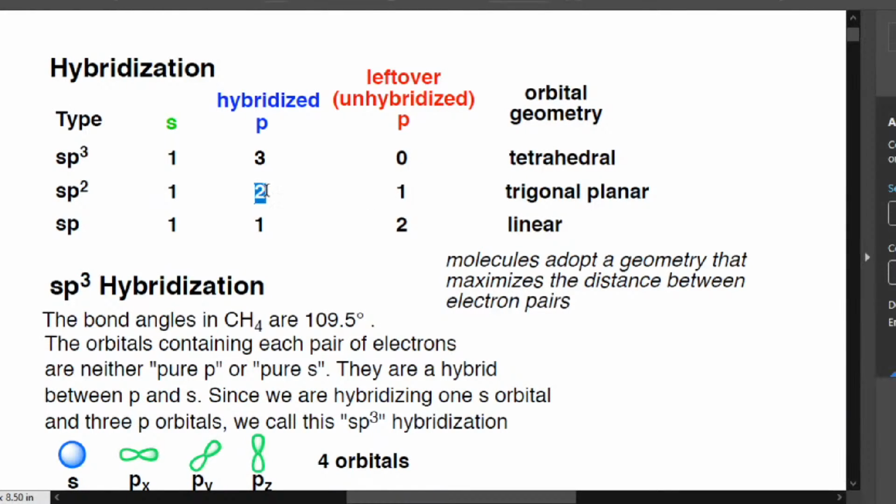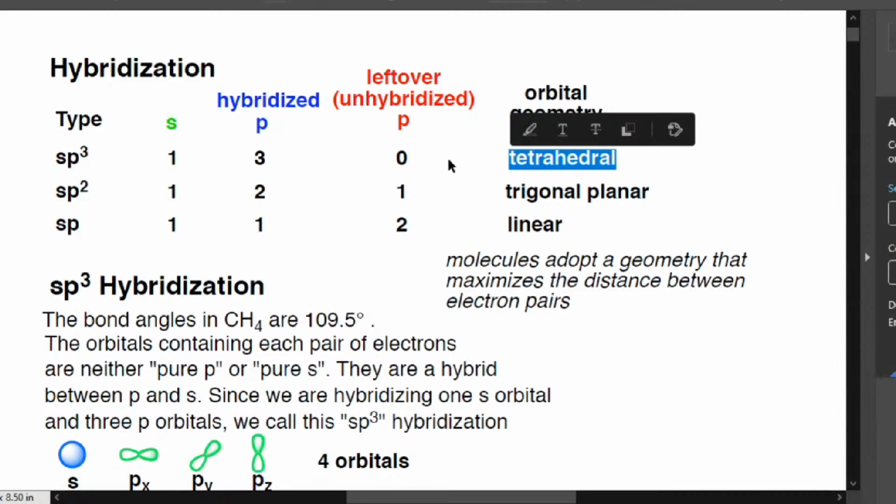In sp2 hybridization, only two p orbitals are involved. So the number of unhybridized orbitals is 1. Whereas in sp, only one p orbital participates in hybridization, so the number of unhybridized orbitals is 2. Okay, and the geometry of the sp3 hybrid orbitals is tetrahedral. They are pointing in four different directions in space, so it is a tetrahedral structure. That's why methane is also tetrahedral, because the carbon in methane is sp3 hybridized.